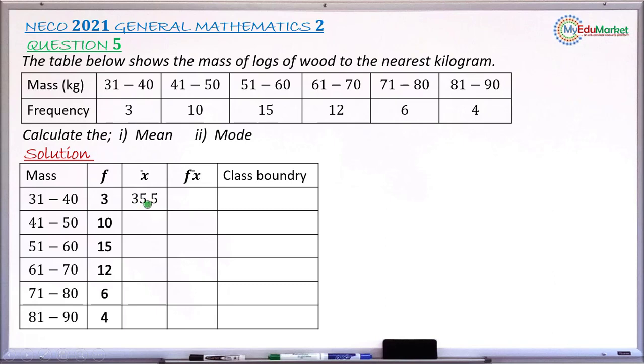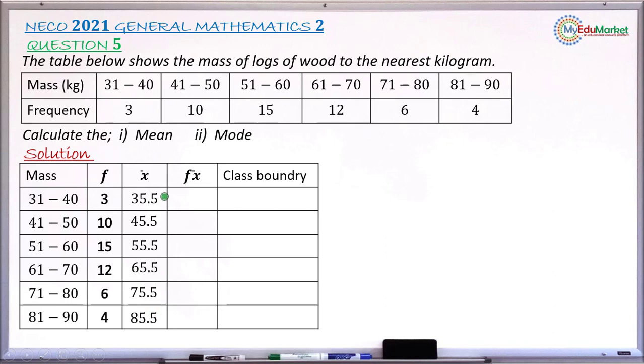Next class interval, its mid value will be 41 plus 50, which is 91, and 91 divided by 2 gives 45.5. Next class interval, 51 plus 60 gives 111, and 111 divided by 2 gives 55.5. I continue like that. If you did correctly, you have 65.5, 75.5, 85.5. These will be the class mid values for each class interval.